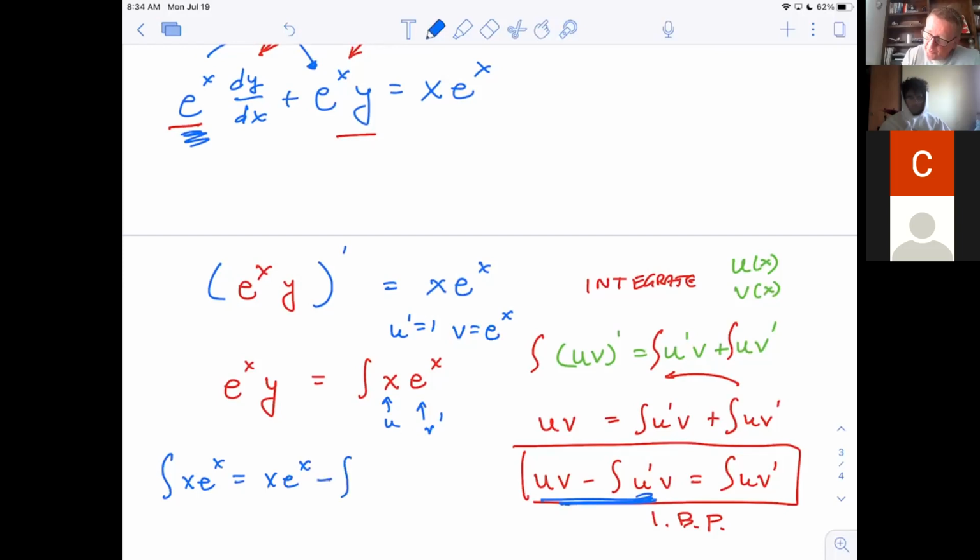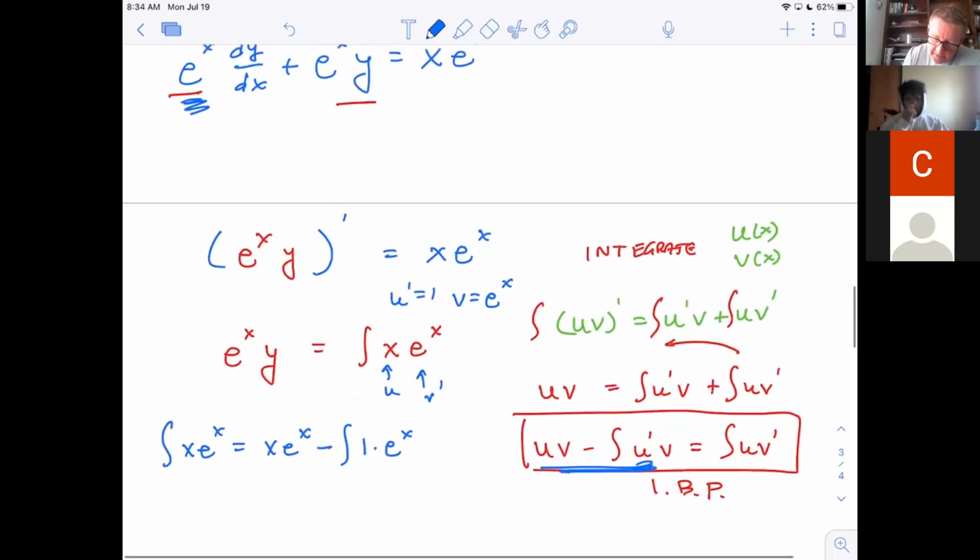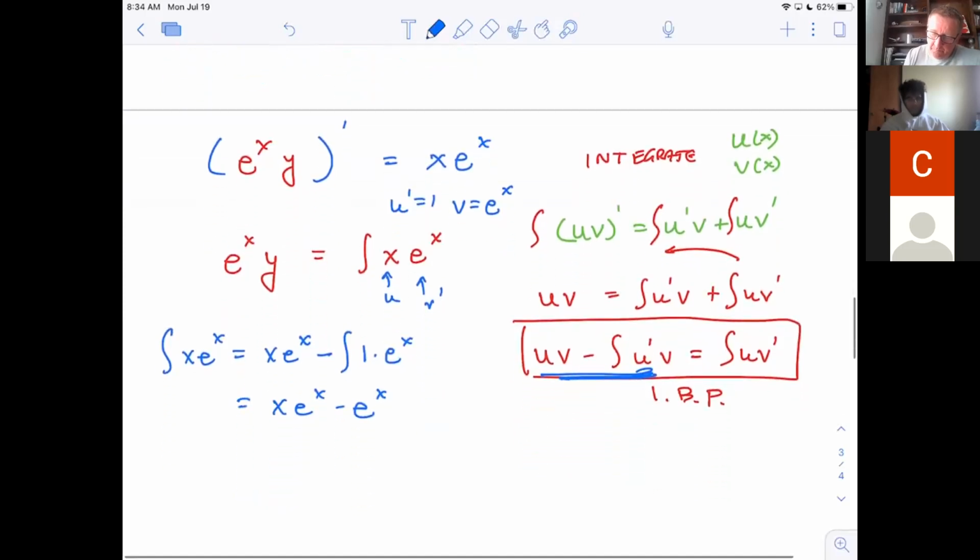Minus, I still have to take an integral, but of what? Something different: u prime v. u prime is 1, and v is e to the x. Notice I just got rid of the product rule. This made an integral that was easier for me to take. So I did it. Of course, the integral of e to the x is e to the x. And so there, I did it.